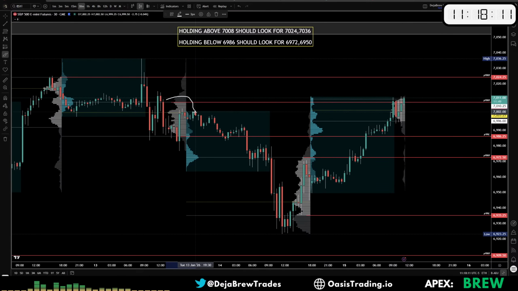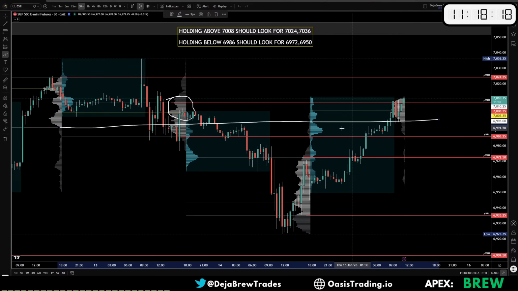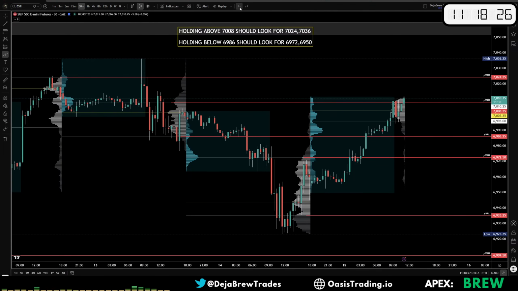This is also trading above that Tuesday value. We are technically still retracing Monday's value as well, a little bit of overlap. Keep an eye on that 24 if it does extend here.